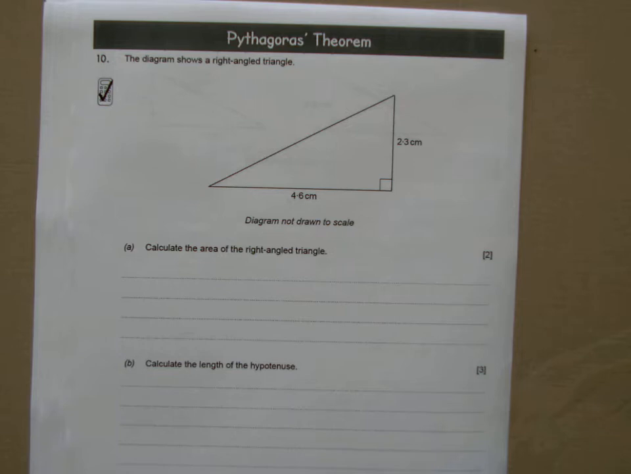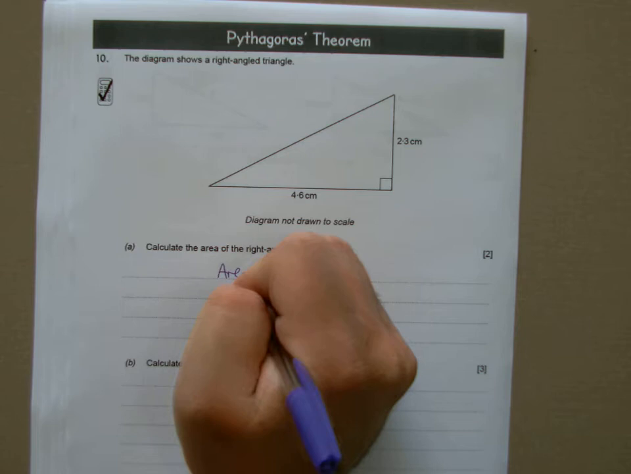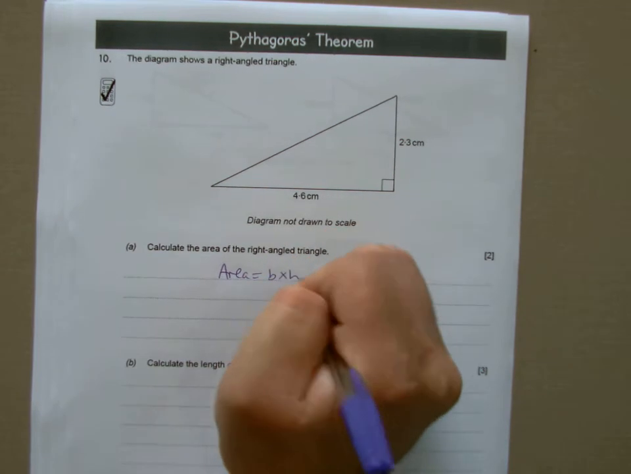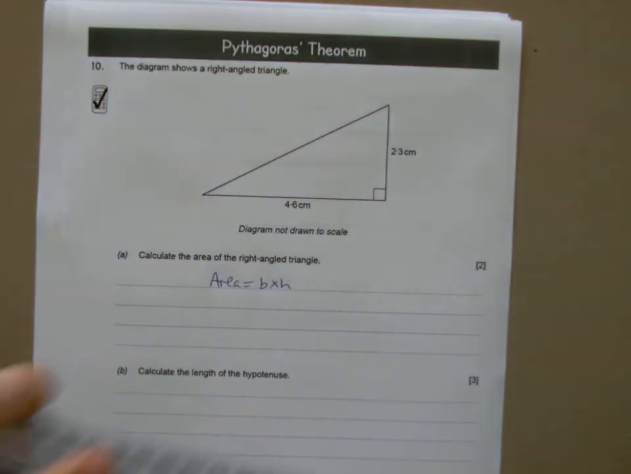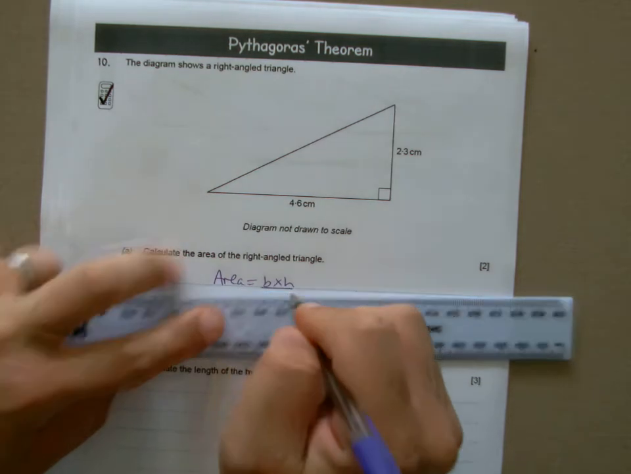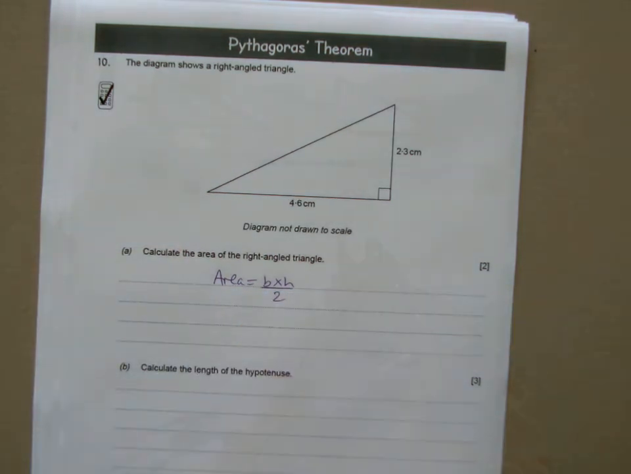The diagram shows a right angled triangle. Calculate the area of the right angled triangle. So area will be base times height divided by 2. Okay. So remember that for a triangle, it's like half a rectangle, isn't it?